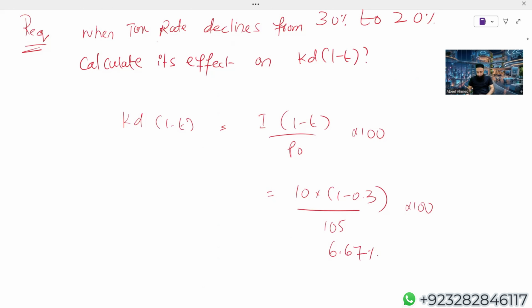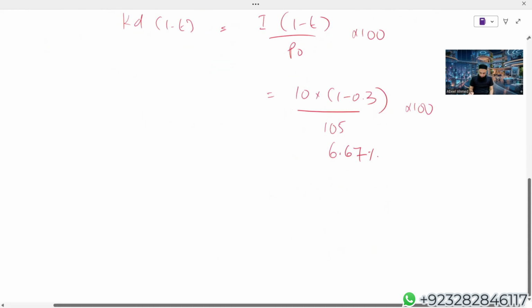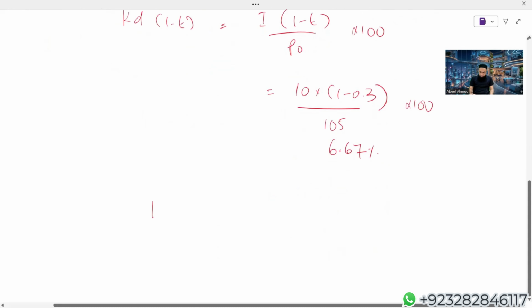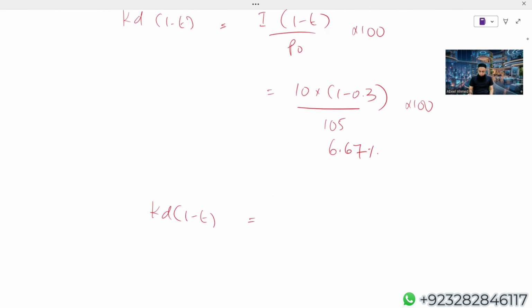So when the tax rate is 30%, your cost of debt is 6.67%, means this loan is costing you 6.67%. Now, if the tax rate reduces, everything is same, but the tax rate from 30 becomes 20. 10, 1 minus 0.2, 105. Logically, the Kd(1-T) will increase.